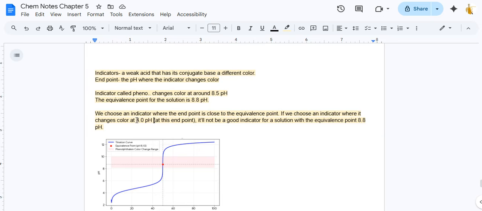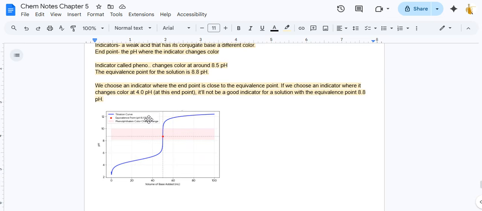So a question on the exam could give an indicator with its endpoint at 4.0 pH, and an indicator with its endpoint at 8.5 pH. And it can ask you, if we were to determine a solution with the equivalence point at a pH of 8.8, which out of the two indicators should we use to determine that equivalence point?